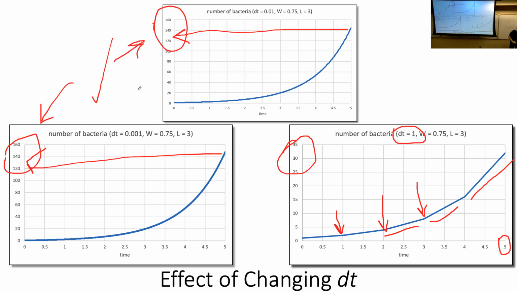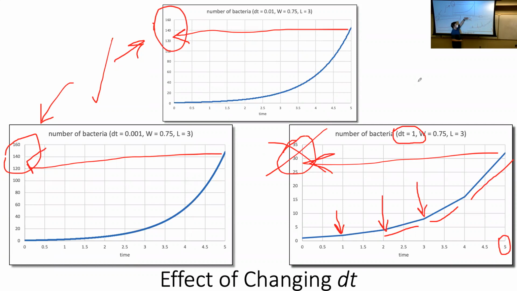But then notice when I do it for only a DT of 1, really coarse grain, then after 5 seconds, the bacteria growth is only like 30. It does not agree at all. So I'm undercounting my bacterial growth here. I have made my jumps so large that I've skipped important reproduction events. And so I'm not accounting for all that new bacteria, and so it's not growing fast enough. So this is a bad approximation.